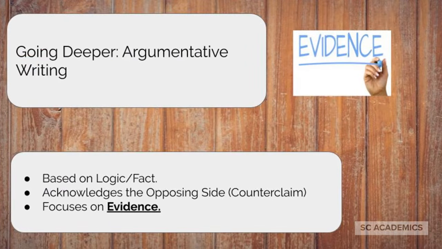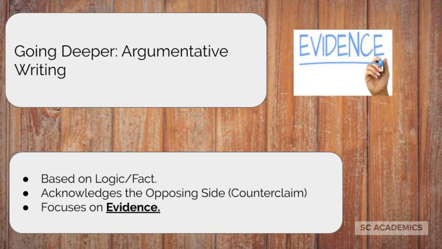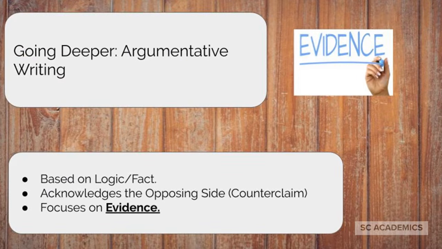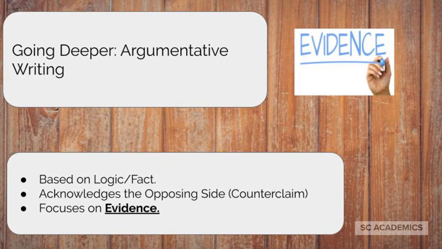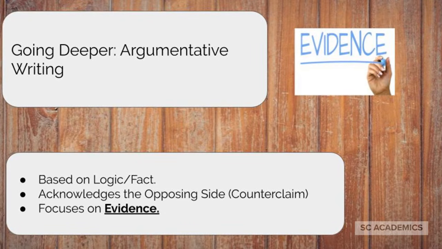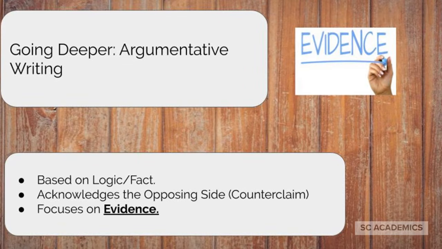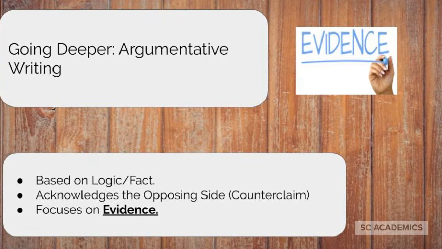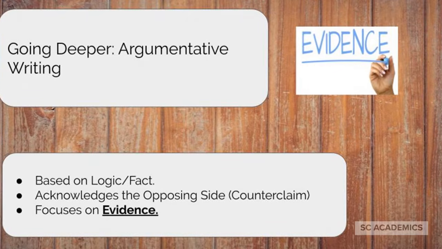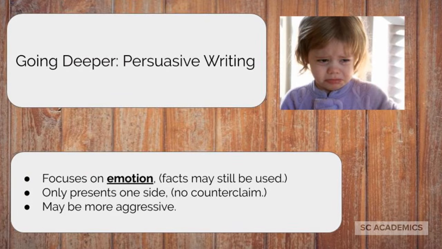Let's go a little bit deeper with argumentative writing. Notice how in the previous examples that were argumentative writing, we mentioned things like research and citations. Argumentative writing is based on logic and fact. It acknowledges the opposing side with something called the counterclaim, and it always focuses on the evidence rather than on emotion or people's opinion.